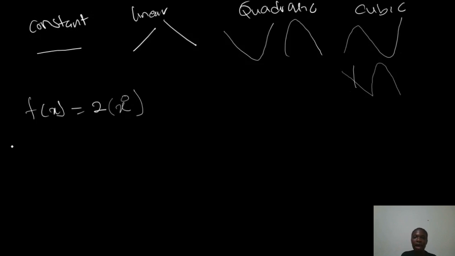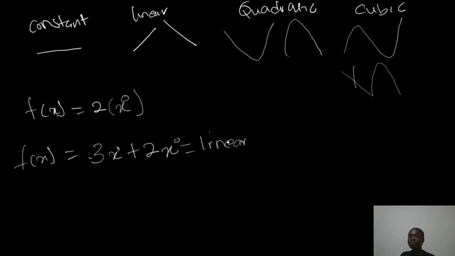Now I have another function, say f of x is equal to 3x plus 2. Now, you see that there is an x exponent 0 here. So our concentration is on the highest degree of the independent variable. There is 0 here, there is 1 here. So which one is the highest degree? 1. So since the highest degree is 1 here, it means that this is a linear function.